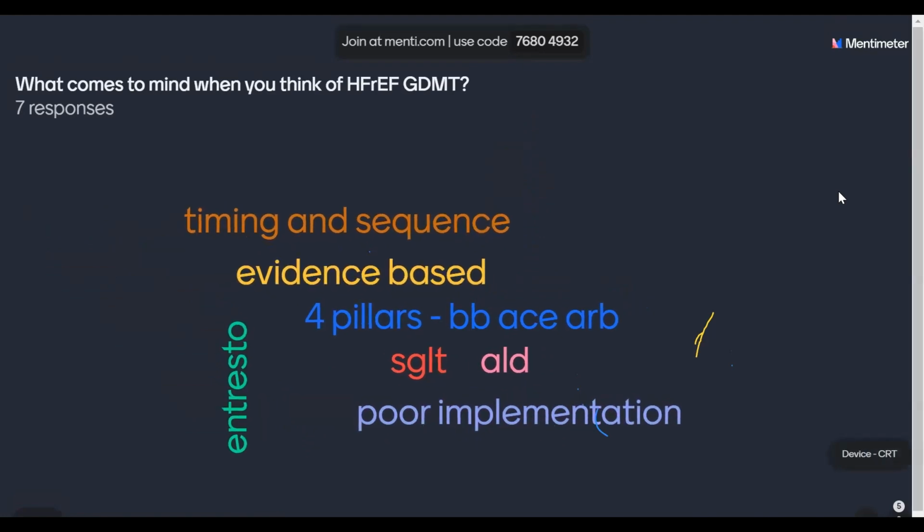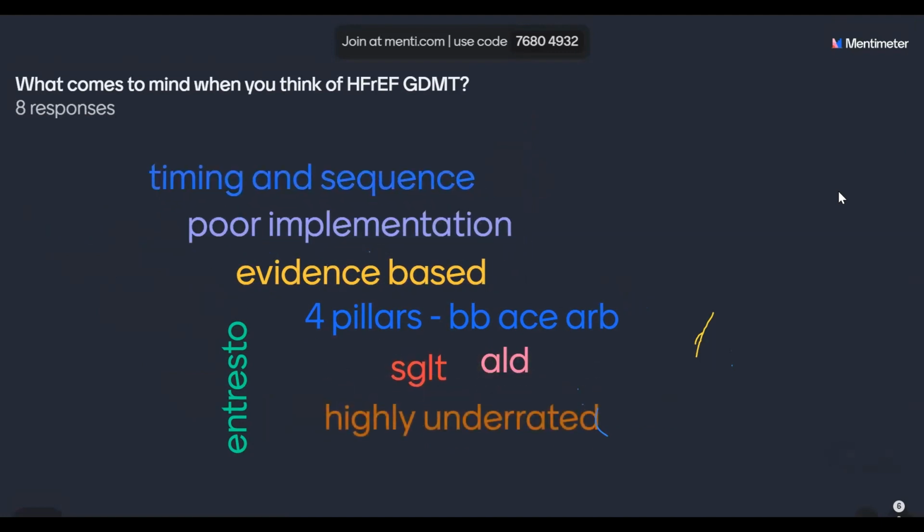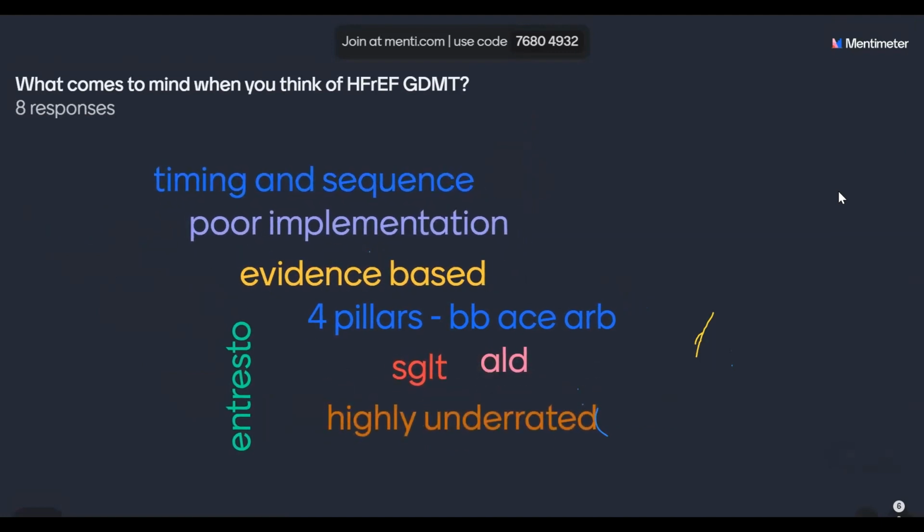It's evidence-based. Yep, that's definitely true. We've got plenty of trials to look at. Highly underrated. Oh, I completely agree with you on that one. Yes, highly underrated. I've been practicing heart failure cardiology now for 4 years since I personally graduated from fellowship training. And I swear the thing that's been most remarkable to me is how many of these patients get so much better when you get them on great doses of GDMT.